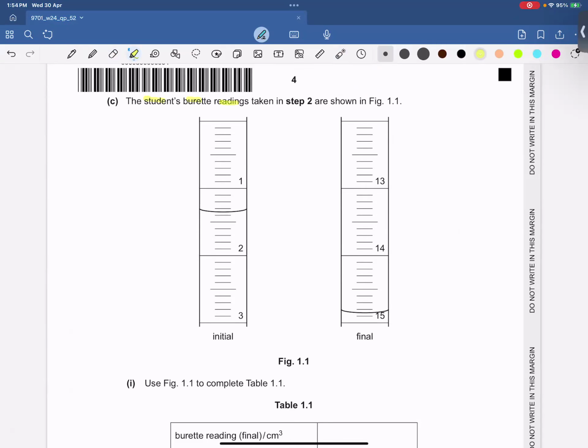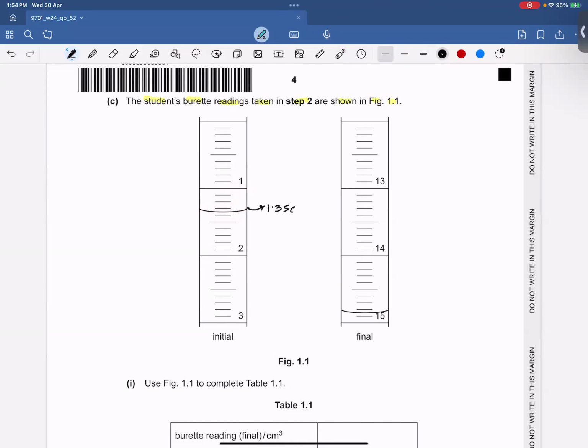The student's burette readings taken in step 2 are shown in figure 1.1. So this is 1, 1.1, 1.2, 1.3, 1.4. So it's between 1.3 and 1.4, the line is in between these two values, so it's going to be 1.35.